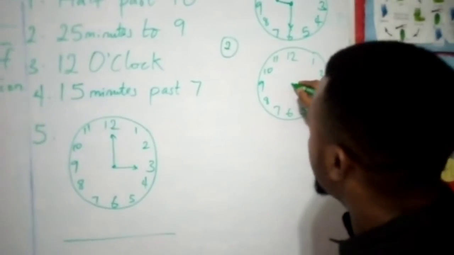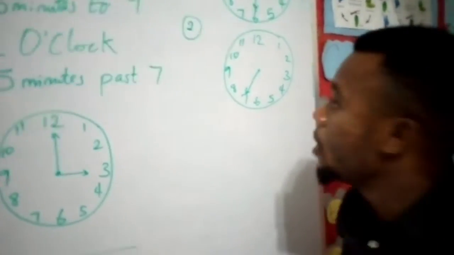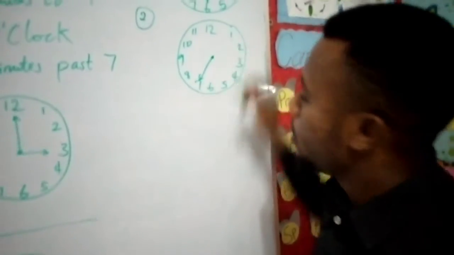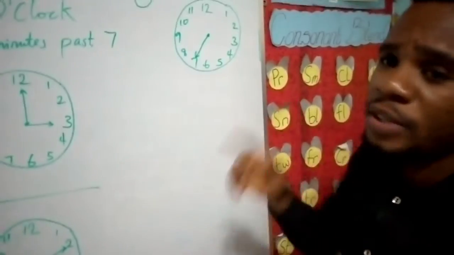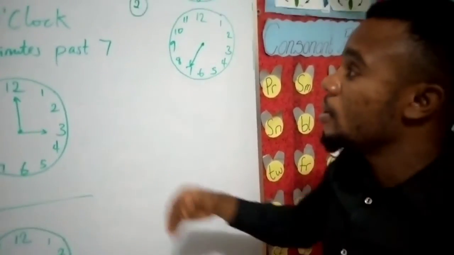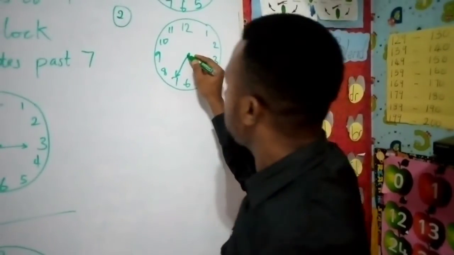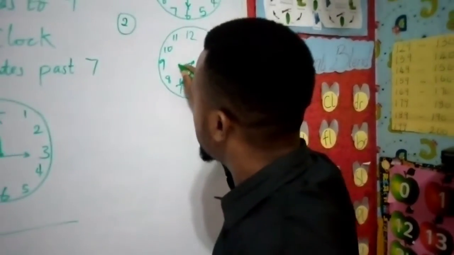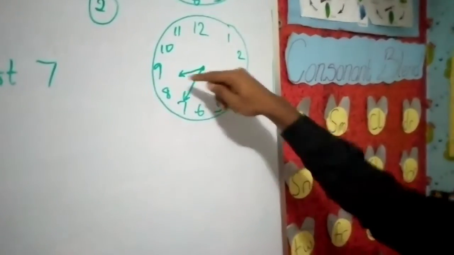We have 25 at to. So 25 there is 7. So our minute hand must point at 7. Our minute hand must, please take note of that. Now to 9. To 9 means it hasn't gotten to 9 yet. It's getting to 9, because to 9 is before 9. So our hour hand must not point at 9 directly, but a little bit close to 9. To show that it has passed 8, it's getting to 9.